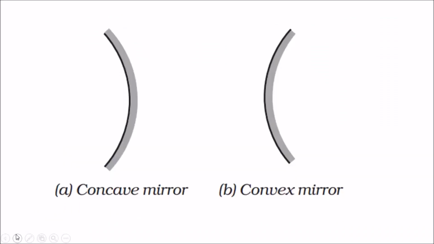We will basically talk about two types of mirror: the concave mirror and the convex mirror, and both of them are termed spherical mirrors because they are part of a sphere. Now what do you mean by that? Let's have a look at it.